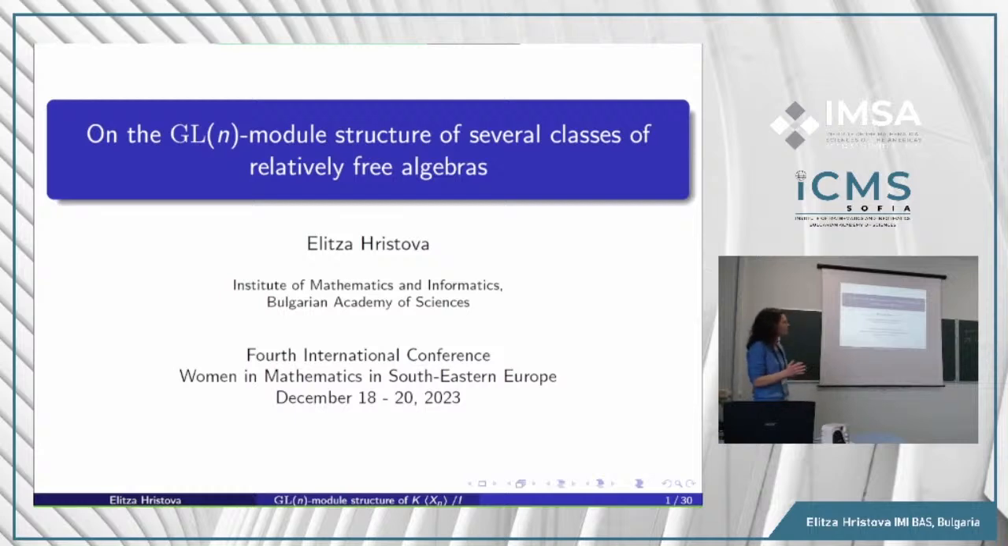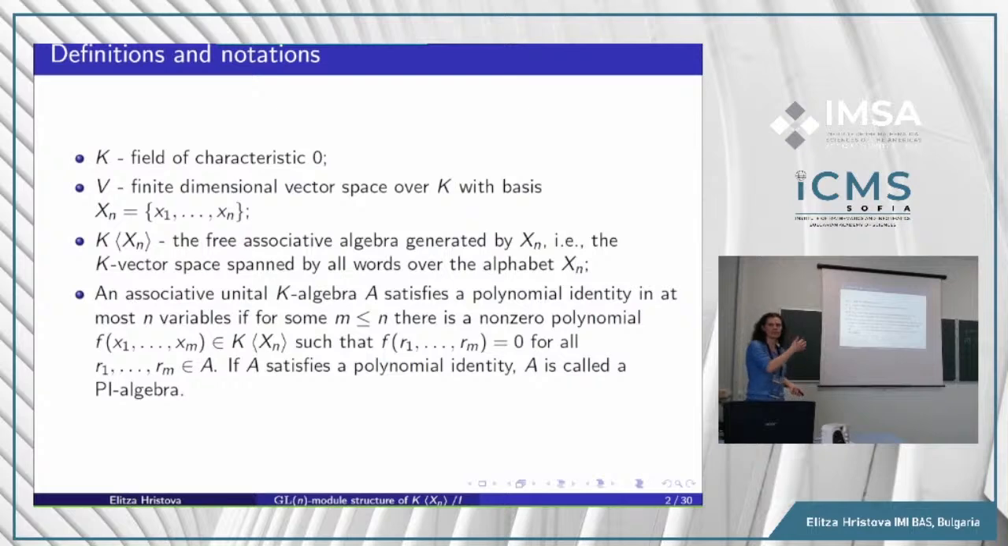The other field is not only representation theory, it's also this part here, relatively free algebras, which comes from algebras with polynomial identities, and we're going to define them. And we'll see how we can use representation theory to study this kind of objects. Okay, so let me first fix the notations and start with some basic definitions.